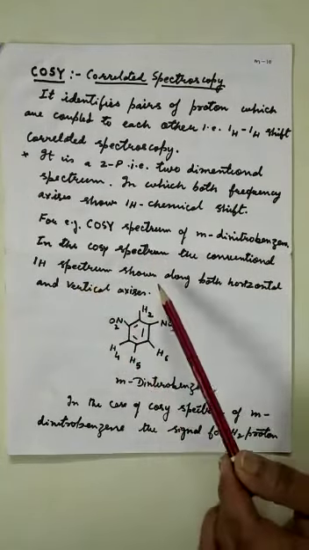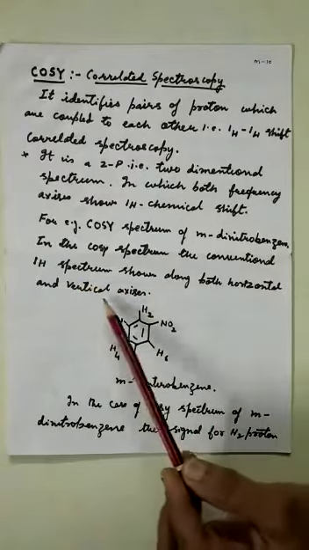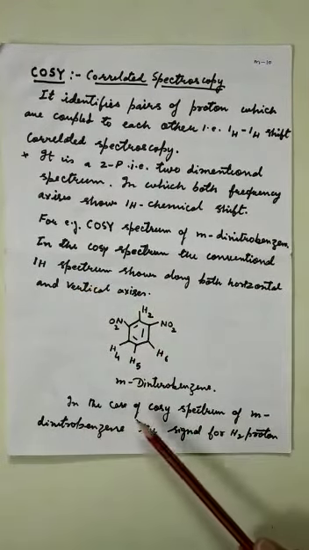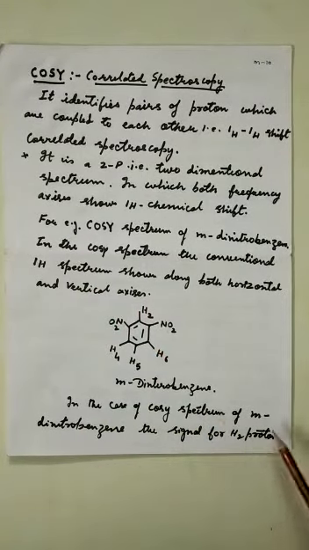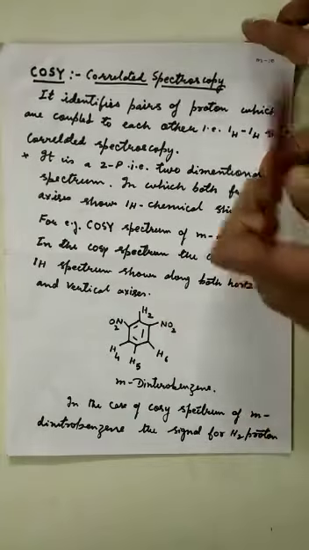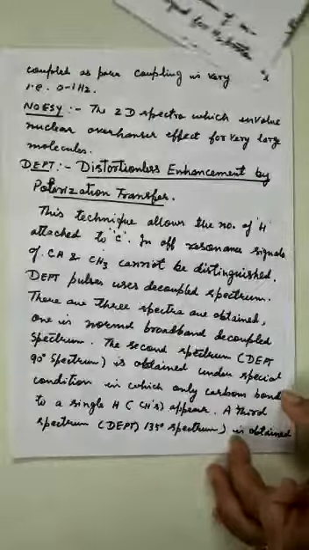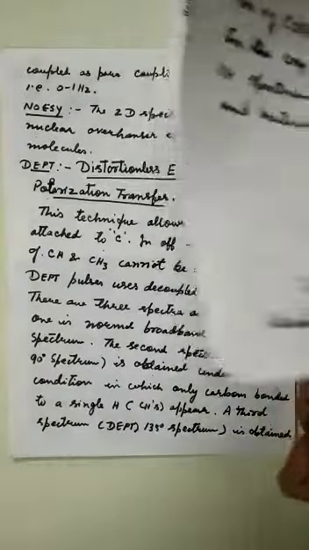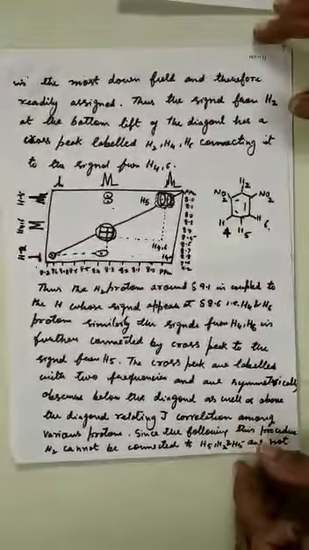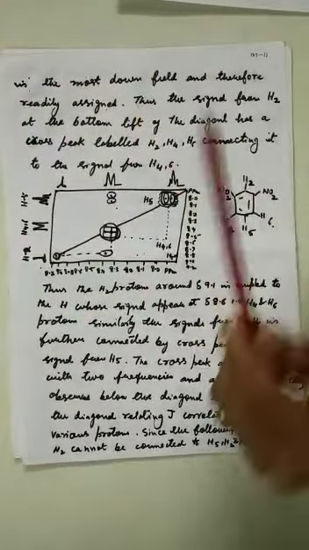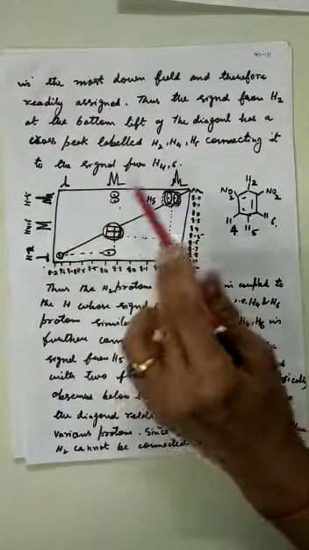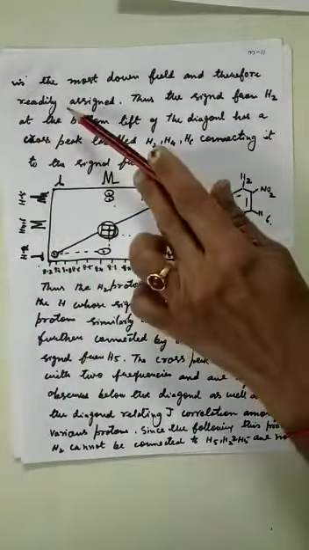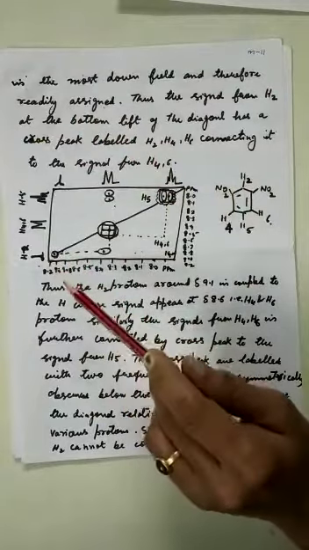The H1 spectrum is shown along both the horizontal and vertical axes. In the COSY spectrum of meta-dinitrobenzene, the signal for the H2 proton is the most downfield shift, as you can see in this figure. Therefore, it is readily assigned and can be easily identified.